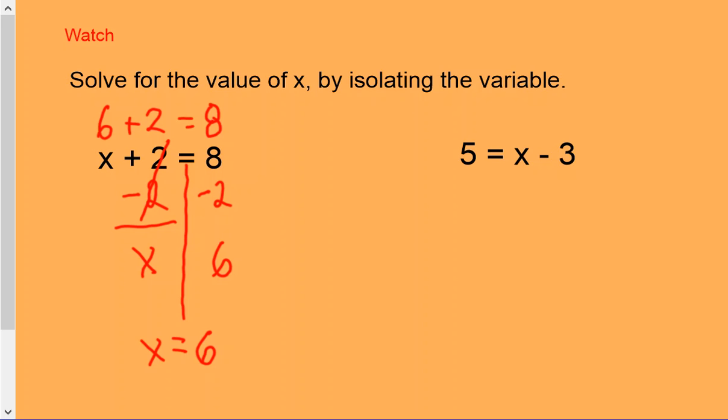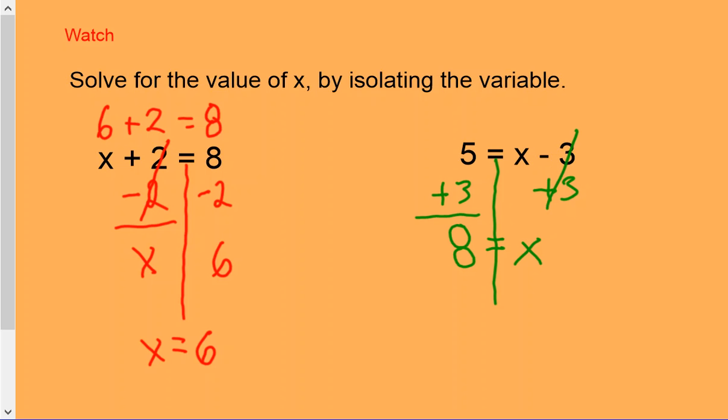Alright, for the second one here we have 5 equals x minus 3. Okay, and I'm just going to draw this line from the equal sign just so I can always keep track from left to the right side of my equation. So I have x minus 3, so I'm going to do the opposite or the inverse operation of minus 3, which is plus 3. And then whatever I do to one side, I have to do to the other. So I'm going to add 3 to the other side, and I'll get 8 equals x. Because negative 3 plus 3, they cancel out to equal 0.